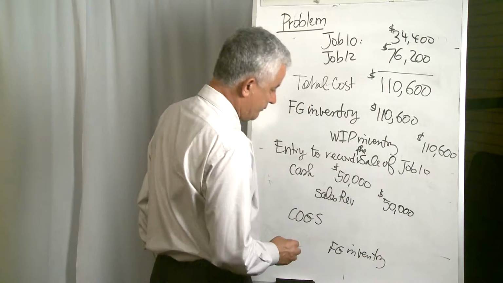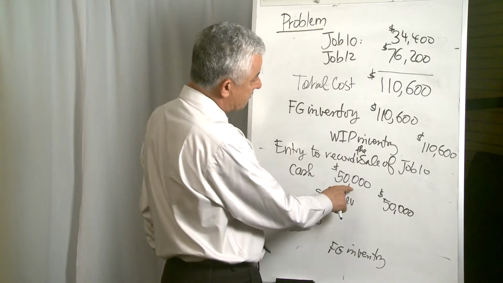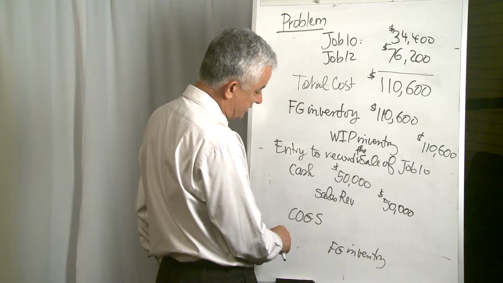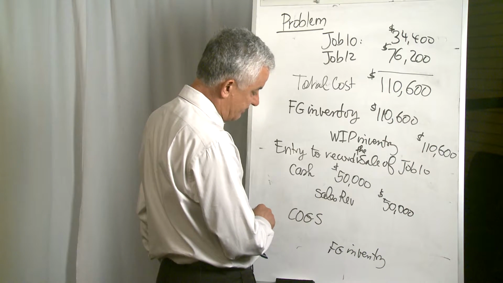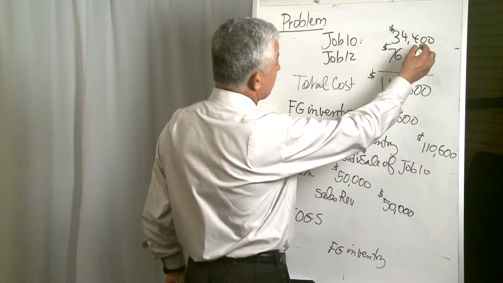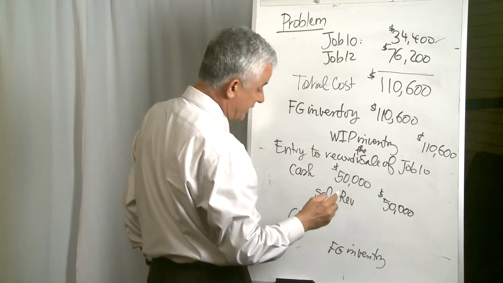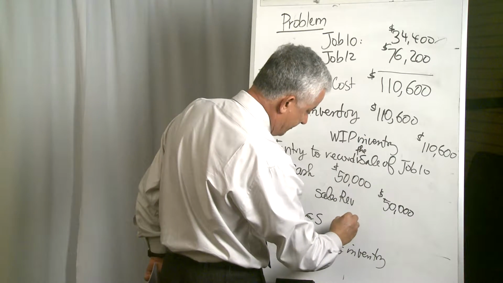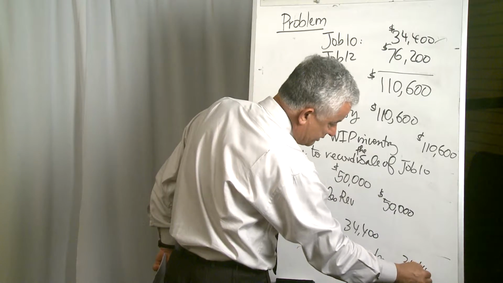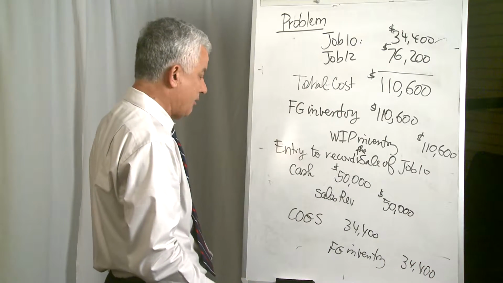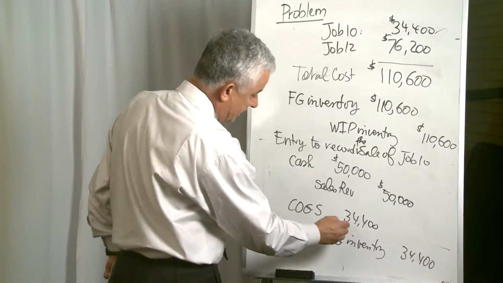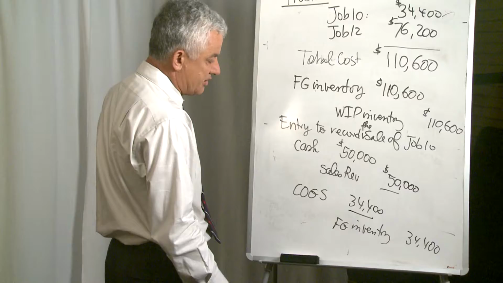Remember, the $50,000 is the retail price, right? But it cost us less than the $50,000 to manufacture this finished good inventory that has been sold, job 10. It cost us only $34,400. So we have 34,400, 34,400, and we can guess what is our gross profit now. It's going to be the difference between the sales revenue, 50,000, and the cost of goods sold of 34,400.